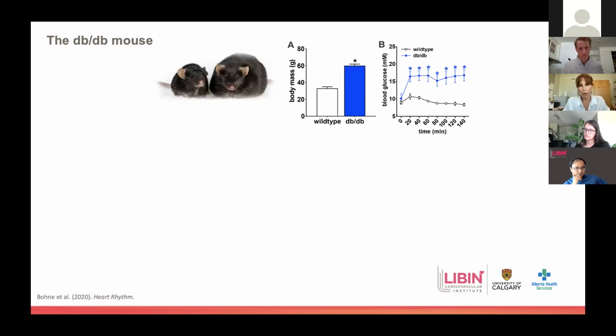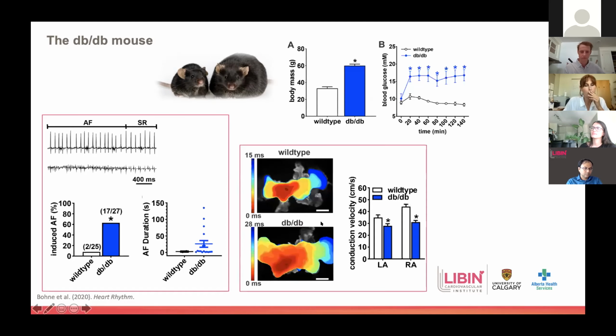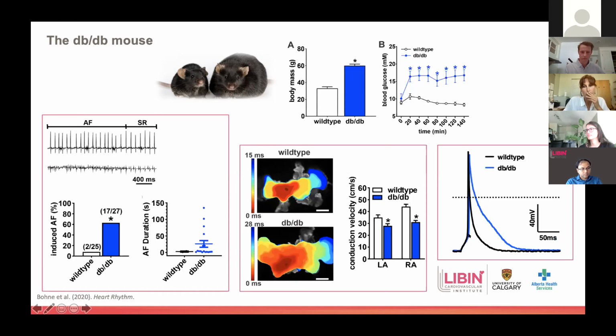So here's a brief overview of how diabetes can result in atrial fibrillation. It is quite complex and multifaceted with both electrical and structural remodeling aspects. My focus is more on the electrical remodeling side, which is a bit more understudied. In our lab, we use the DB mouse as a model of type 2 diabetes. They have a genetic mutation that causes them to overeat, becoming very overweight, as we can see here in panel A. They also have poor glycemic control compared to wild type counterparts.